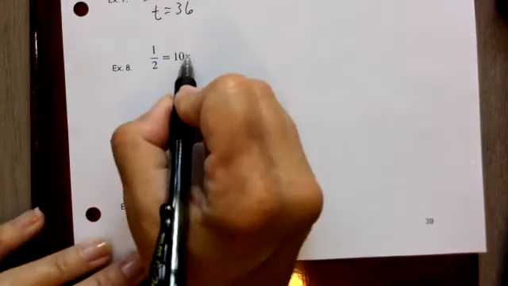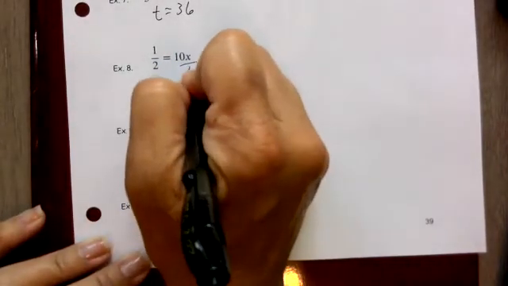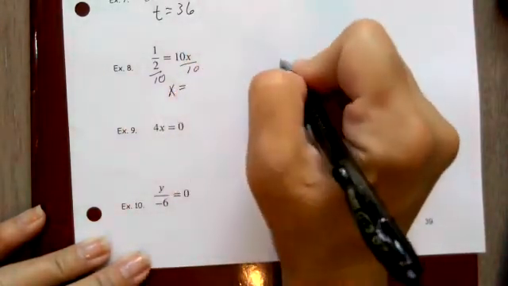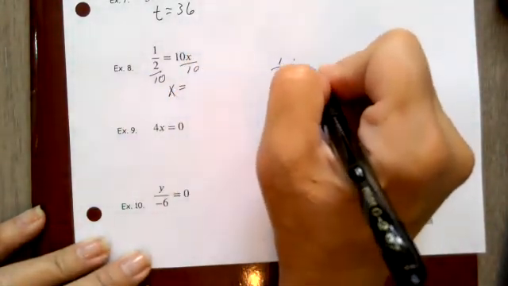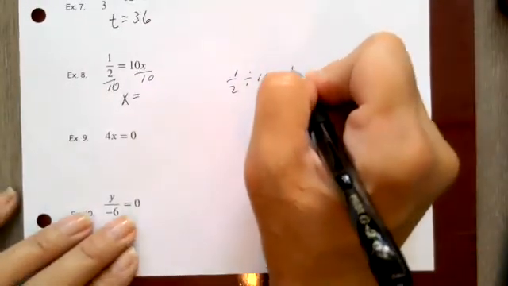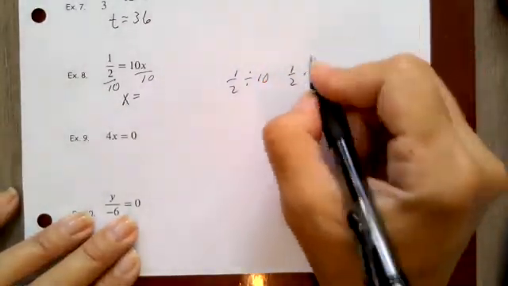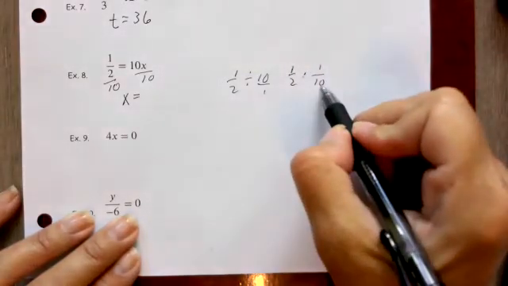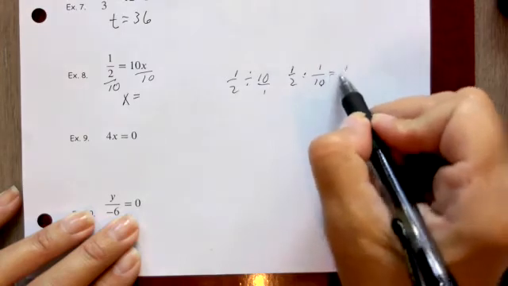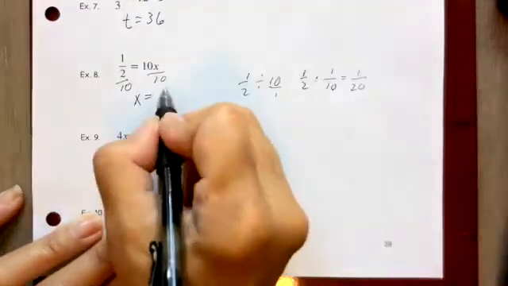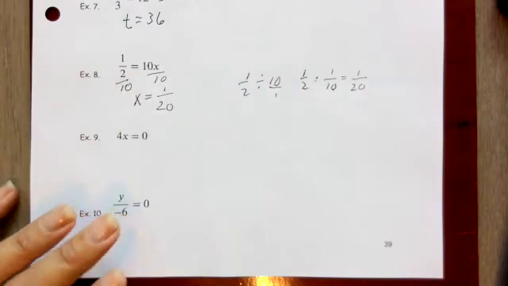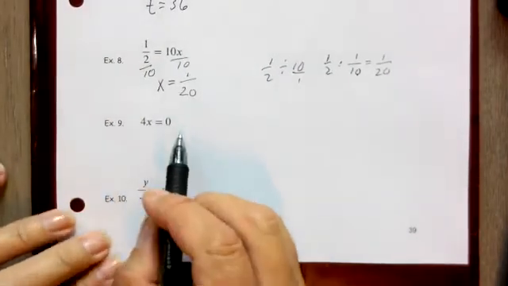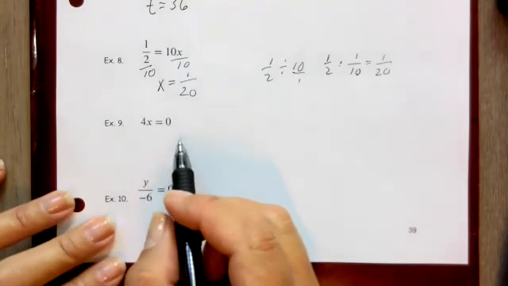Here, I need to move the 10, so I'm going to divide both sides by 10. 1/2 divided by 10 is 1/2 times 1/10, because I multiply by the reciprocal, or I put it in my calculator. 1/20 is the solution. Okay, don't worry when you see a 0, just go through the problem and follow the same steps.